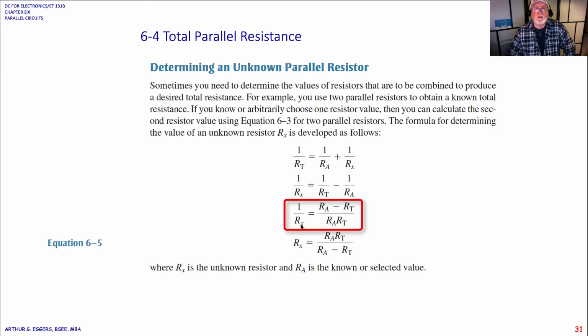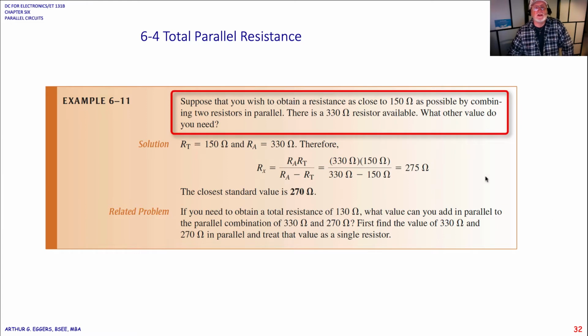Now when we invert that value one more time, both sides, we have the unknown value of R sub X is equal to the product over the difference, or minus the sum, however you want to look at it. It's still the product over the sum, but now it's a difference. So R sub X then becomes the unknown resistor, and R sub A is the known or selected value. So how do we do this? Let's take a look at using that relationship. Again, this should be a relationship you're keeping track of, writing it down in your notebook.